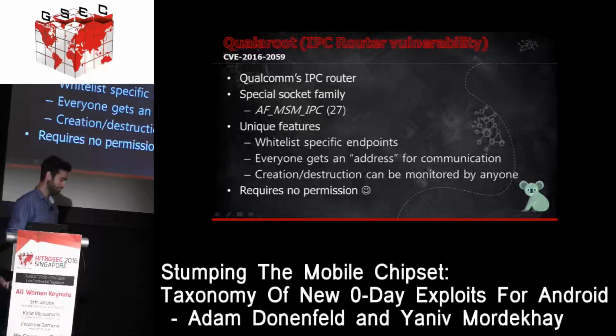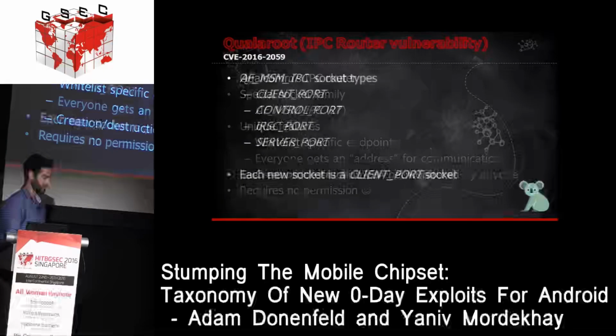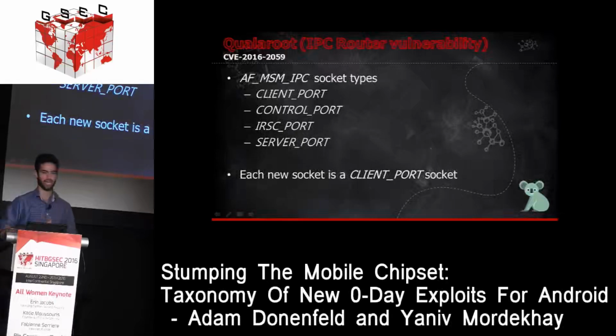Another thing about it, obviously, it requires no permission to use that. So there are 4 types of this endpoint, of this socket. We are going to focus only on client ports and control ports, mainly because the 2 others require high privileges to use them. So every time you create a new socket, it is by default a client port socket.